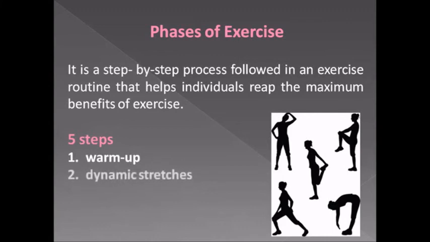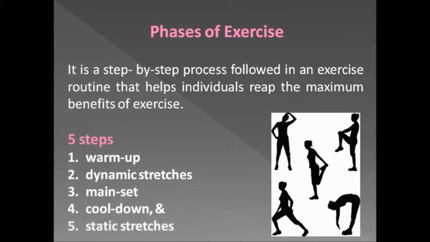So here, there are 5. Sabi natin, there are 5 steps or 5 phases to the modern phase of exercise. The warm-up, dynamic stretches, main set, cool down, and static stretches. When I say main set, it is your main activity or the main exercise that you are going to perform. Let's say, for example, you are about to do an aerobic activity such as biking. So that is your main set. Or let's say jogging. That is your main set or your conditioning phase.